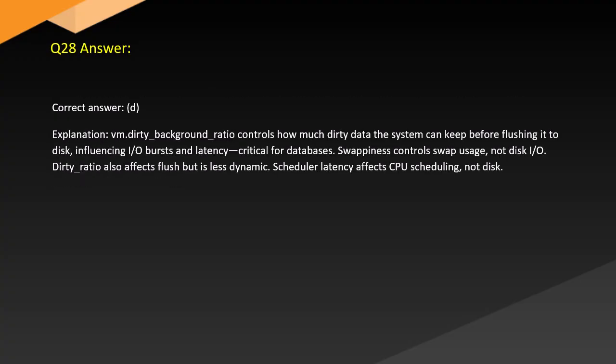Answer. Correct answer: D. Explanation. vm.dirty_background_ratio controls how much dirty data the system can keep before flushing it to disk, influencing I/O bursts and latency. Critical for databases. Swappiness controls swap usage, not disk I/O. Dirty ratio also affects flush but is less dynamic. Scheduler latency affects CPU scheduling, not disk.